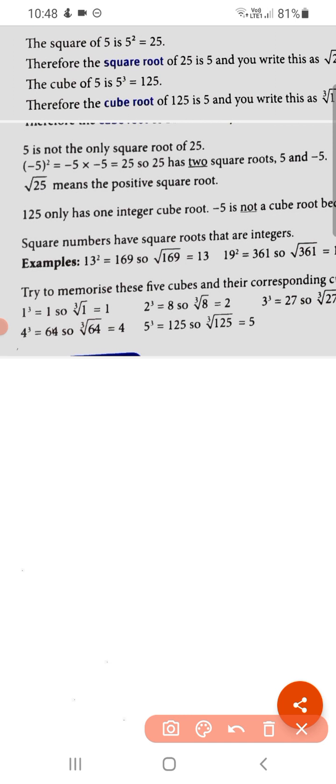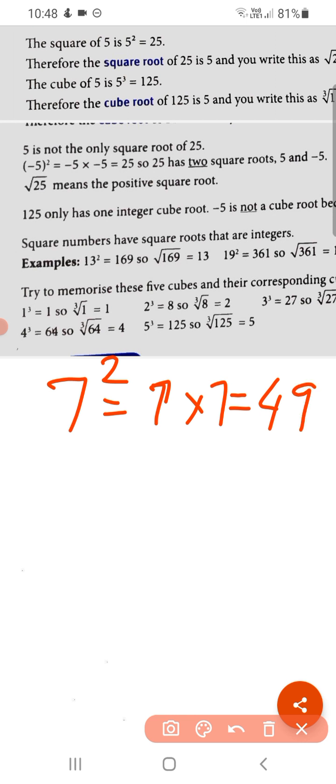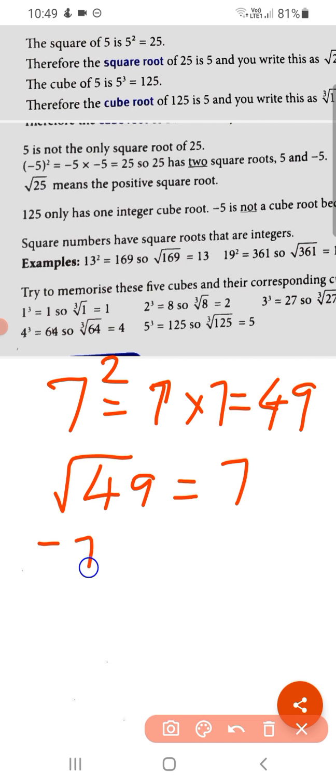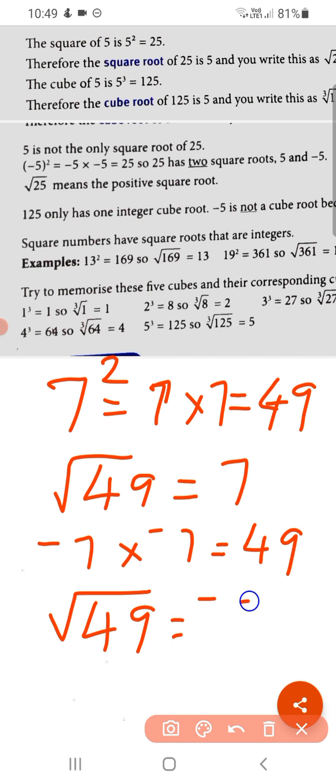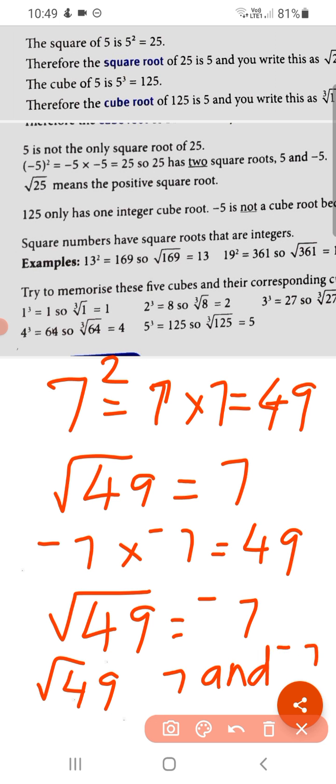Similarly, 7 squared means 7 times 7, which is equal to 49. Now we will find the square root of 49, that is 7. But 49 has one more square root, because negative 7 multiplied by negative 7 is also positive 49. So we can say that the square root of 49 is negative 7 also. So the square roots of 49 are positive 7 and negative 7.